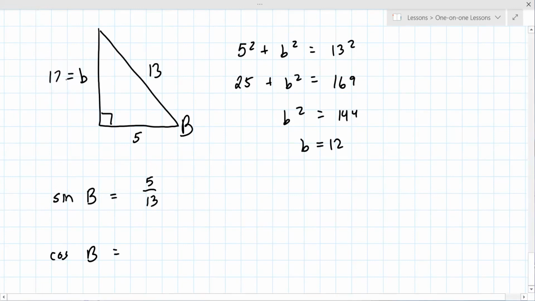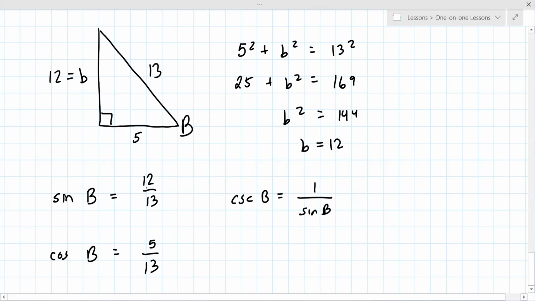This is 12. It's 12 over 13. Okay, how about cosine B? 5 over 13. Great. Okay, now from here, there are some important relationships, like cosecant of B is the reciprocal of sine. It's 1 over sine B. I usually just get this one, then take the reciprocal of it.